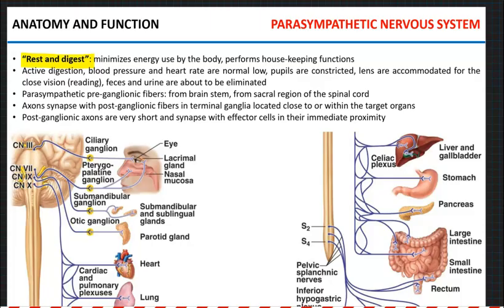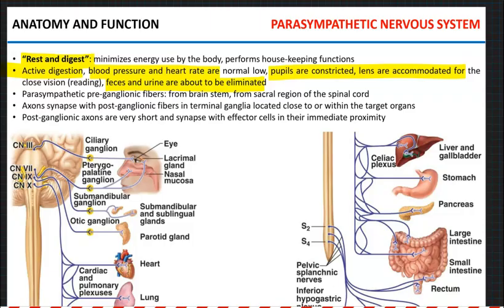So your digestive system very actively breaks down nutrients, right? You don't need to race anywhere, so blood pressure and heart rate are normally low. Your respiratory system does not overwork. Your pupils are constricted and lenses accommodated for slow close. Basically, your eyes are good for reading, for anything up close. And you're going to poop and pee pretty soon. Okay?